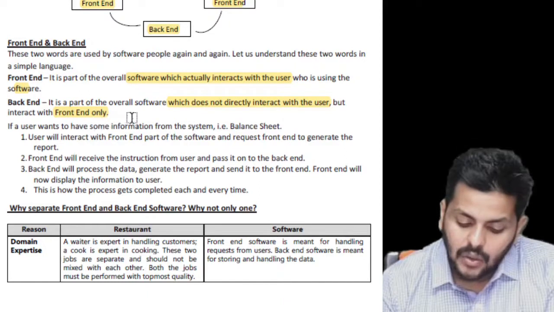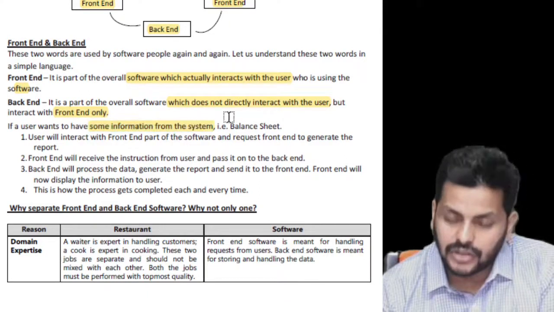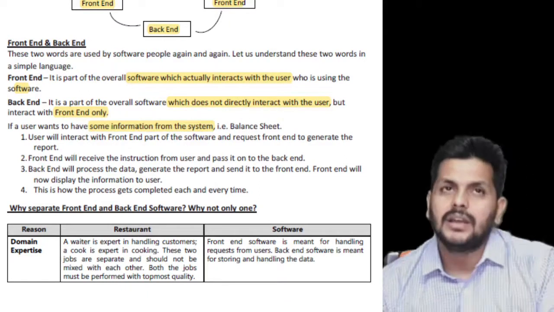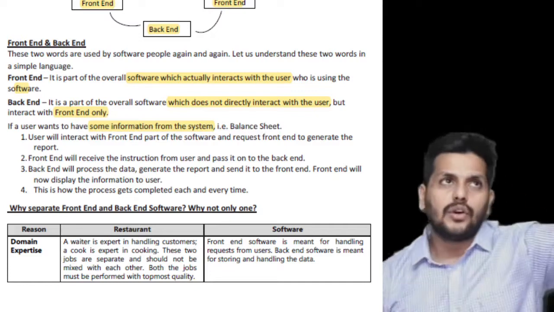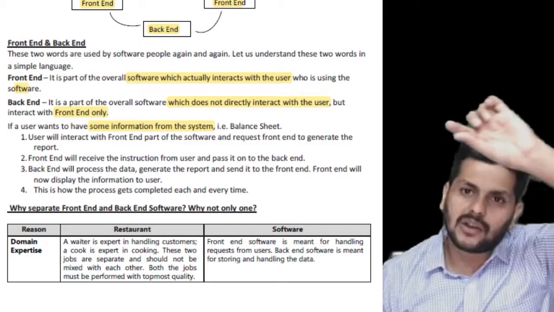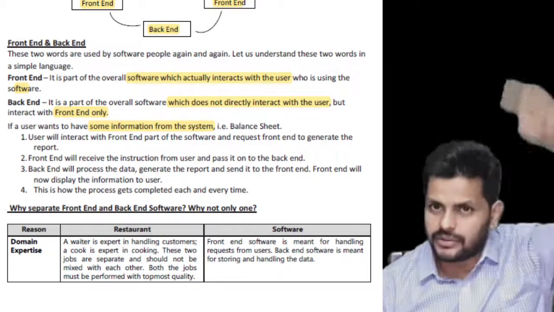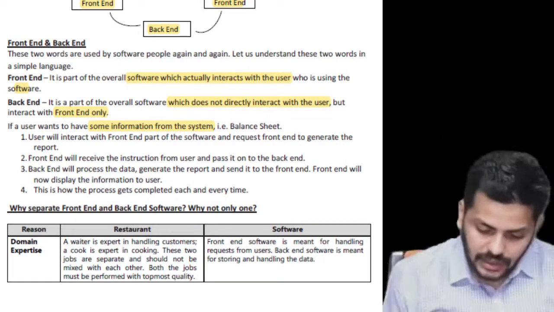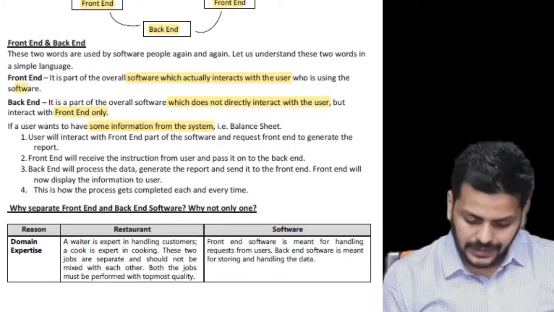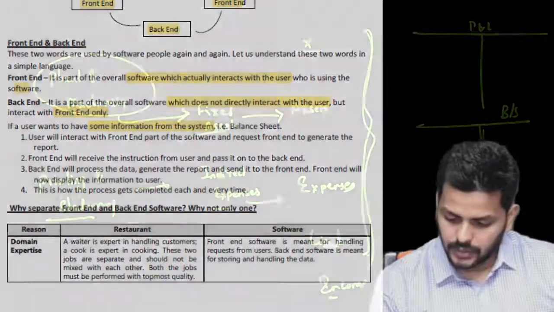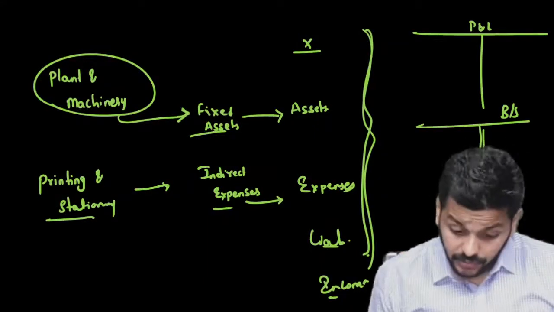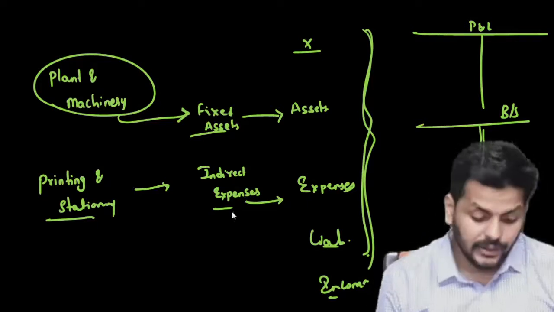If a user wants to have some information from the system, like you want to pull out the balance sheet, what you will do is go to a bar called Reports, and Reports will show the balance sheet, P&L, cash flow, whichever you type. Anyway, it just takes a minute here, so we will quickly see it, because you remember it longer when you see it on screen.